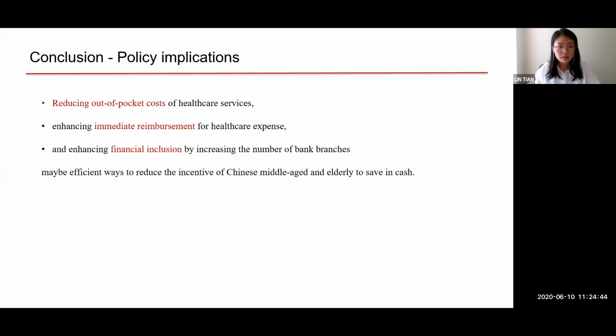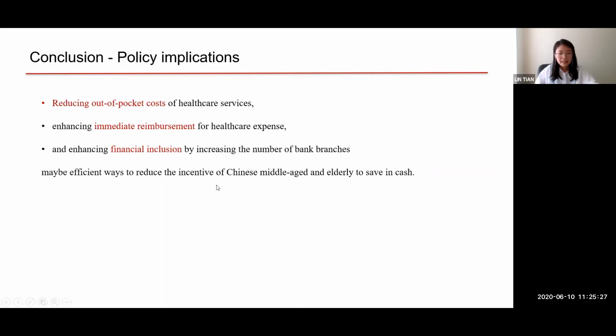So here comes our brief policy implications. If the government reduce the out-of-pocket costs associated with healthcare, or the local governments make sure that the healthcare expenses can be reimbursed immediately, or the government can enhance financial inclusion by increasing the number of bank branches in the villages, then the Chinese people could have less incentives to save in the form of cash, and this cash can be put in the banks and circulate in the economy and make them more useful for the economy.